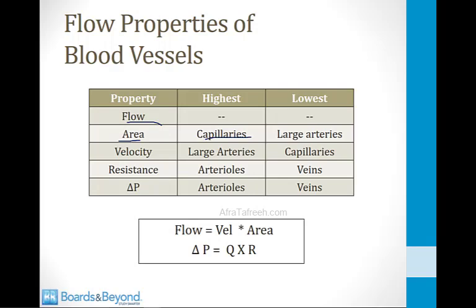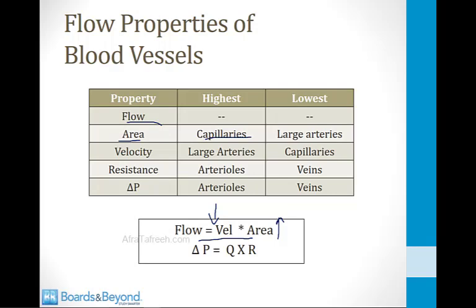Even though capillaries are very, very small, there are millions of them in the body, and therefore the total area is very high. What this means is, by this equation, when the area goes up in the capillaries, the velocity goes down. So the velocity in meters per second of blood flow through the capillaries is very slow, and that's actually very helpful for gas exchange.